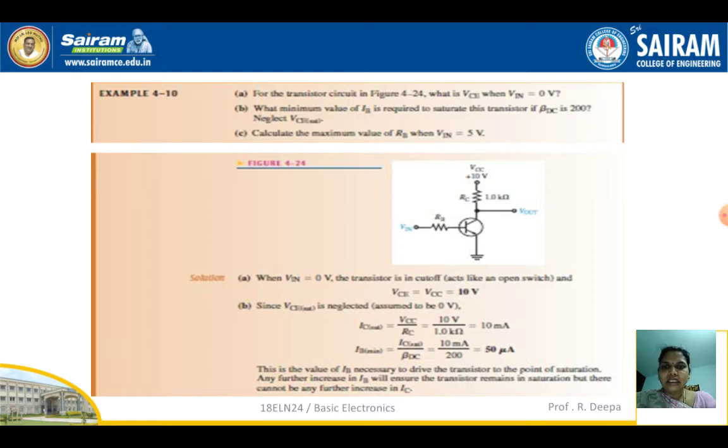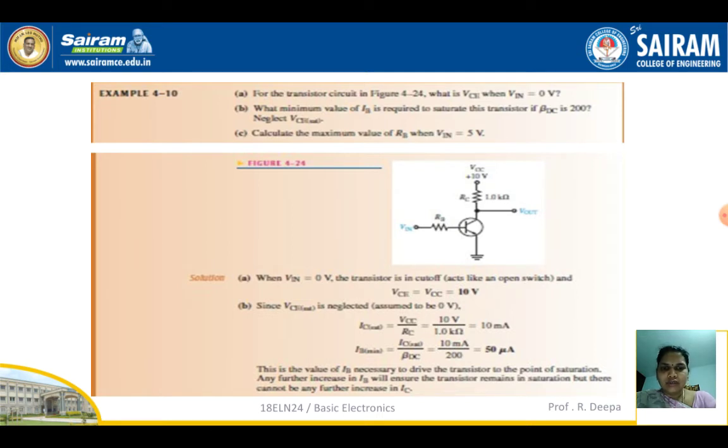And B part is the minimum value of IB we need to calculate. So in the last class we have derived the equation for IB minimum as IC SAT divided by beta DC. So in this, beta DC is given as 200, and whereas IC we need to calculate. IC is nothing but the supply voltage VCC divided by the RC. So the supply voltage is given as 10 volt, 10 volt divided by the RC value 1 kilo ohms. I am getting IC as 10 milliamps.